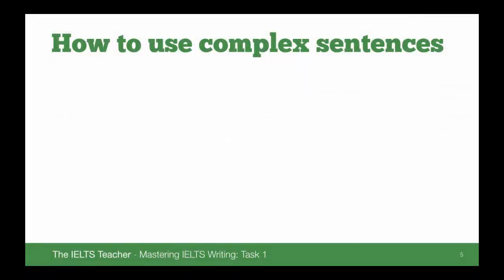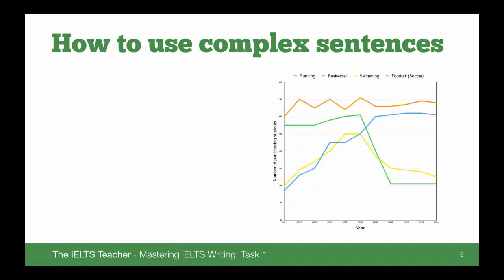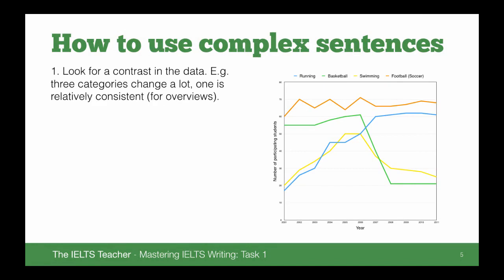Let's have a look at these in a bit more detail. Here we have a graph with a trend, one that we've seen before. So let's look at a three-step process to creating a complex sentence. As mentioned, first of all, we'll try to look for a contrast in the data, a place where we can compare and create a contrast. For example, 3 categories change a lot and 1 is relatively consistent. So running, basketball and swimming are all quite volatile, they change throughout the period, whereas football remains consistent.